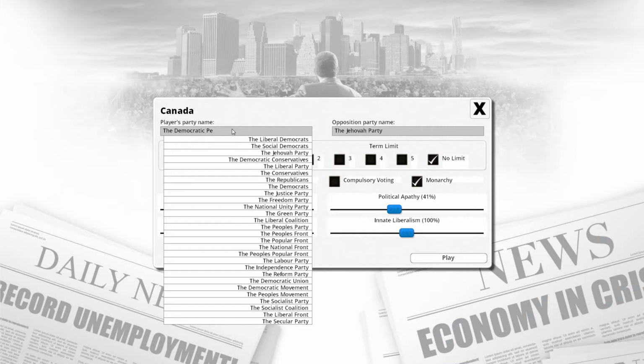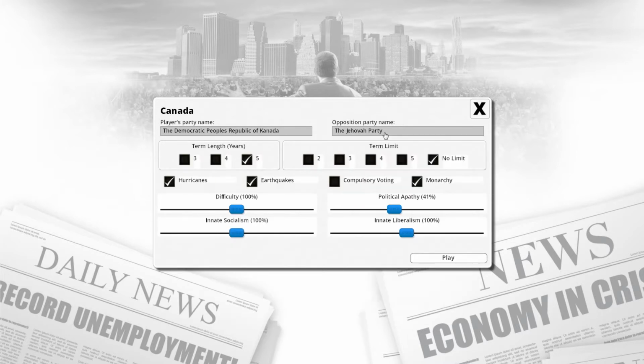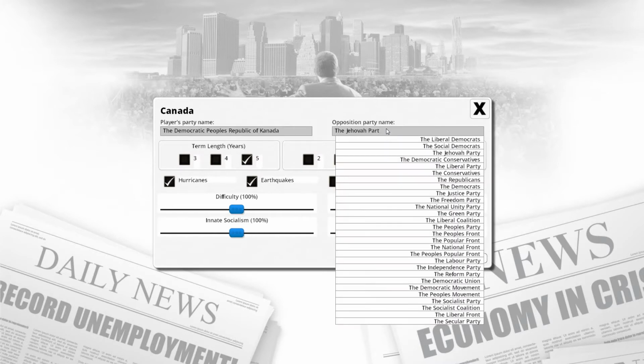Democratic People's Republic of Canada. And our opposition name will be the Juggalo. Nah. Just the Juggalo party will do.